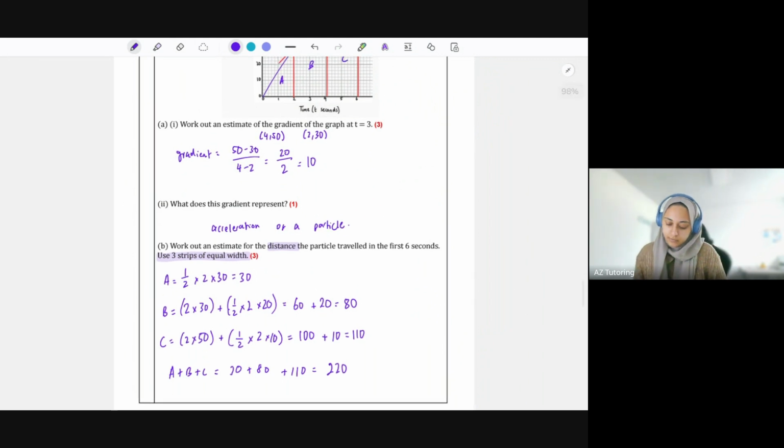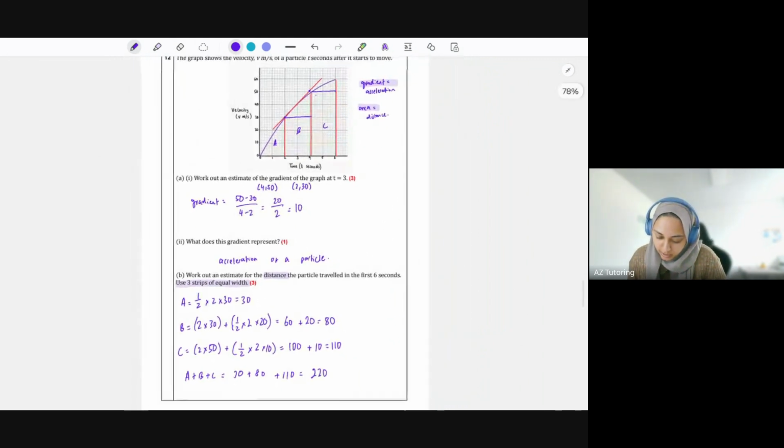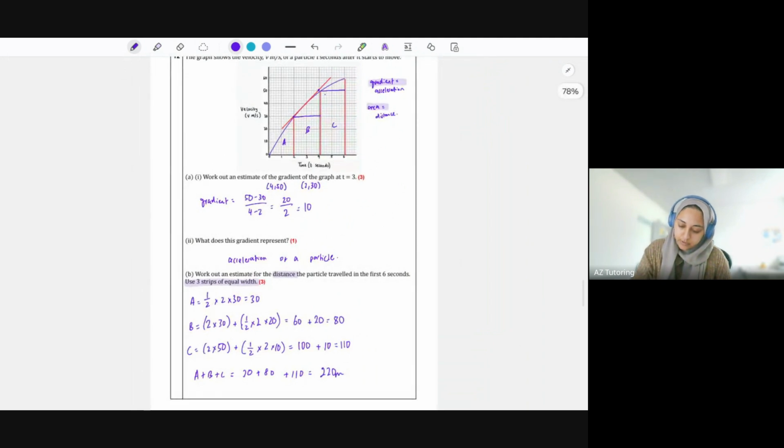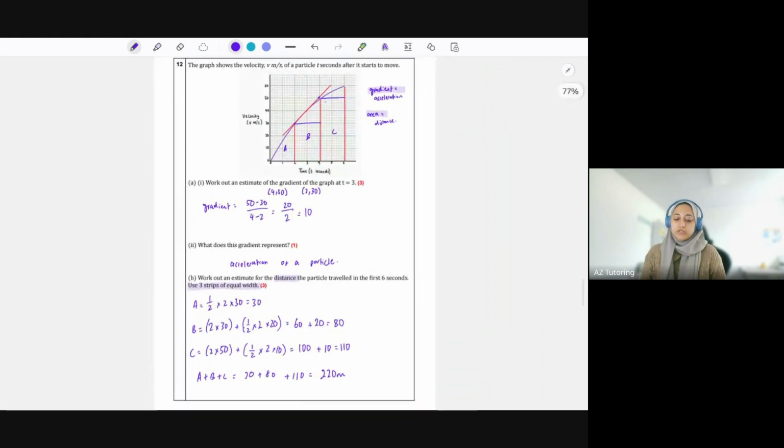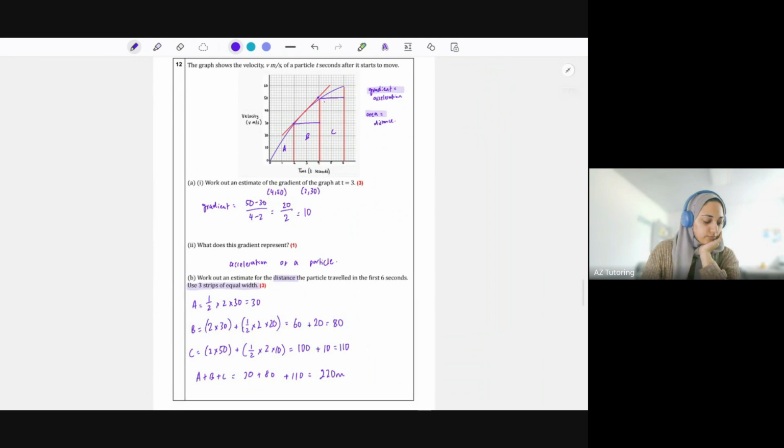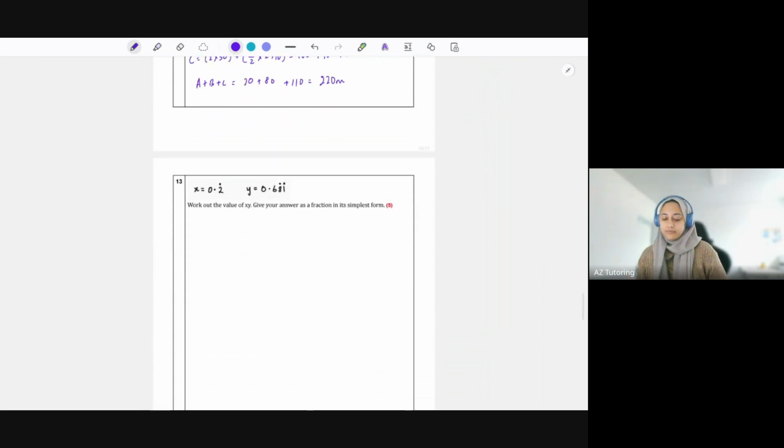Okay, so that's an estimate for the distance, and I'll just say meters because the speed is in meters per second, so therefore the distance is meters. So that's question 12. Okay, let's move over to question 13.